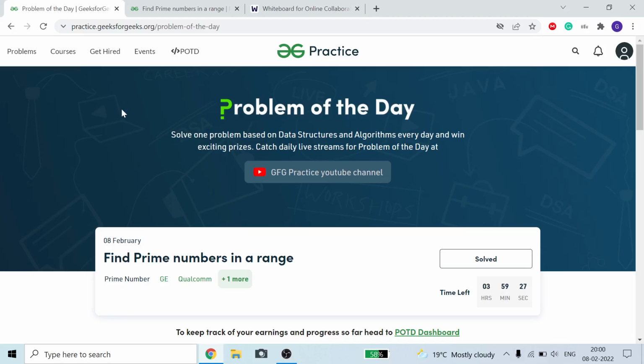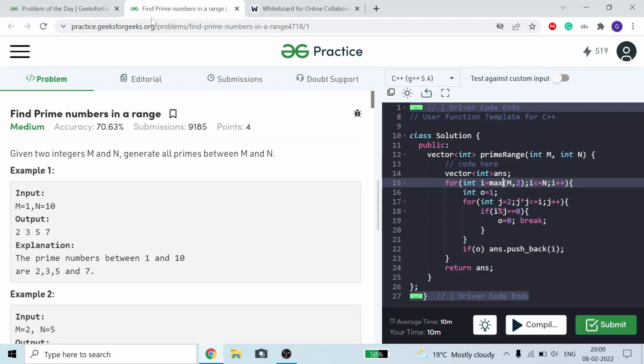Today we are going to discuss this GFG problem of the day, find prime numbers in a range. So let's move on to the problem.